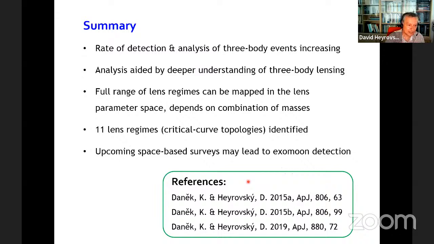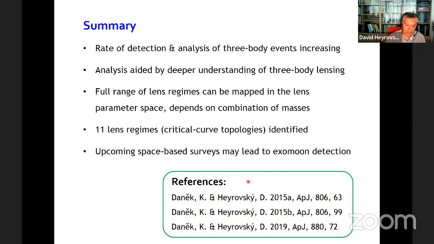So my last slide to put up is the summary. The rate of detection and the rate of published three-body events is increasing, partly because the photometric pipelines have improved in all the surveys and all the follow-up projects, and partly also because people got used to analyzing and sampling the rich three-body lens parameter space.